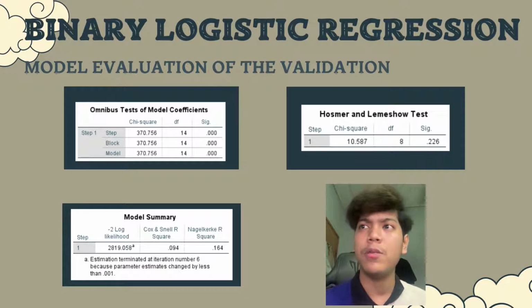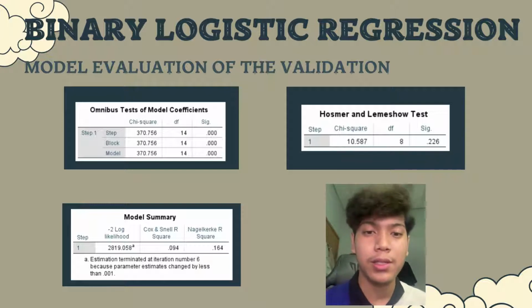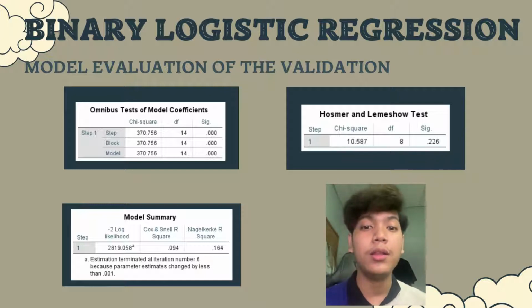And next we proceed to the model summary. In the model summary, we can conclude that 16.4% of the total variation in 10 years coronary heart disease will be explained by all the predictors, while the balance 83.6% will be explained by other factors.